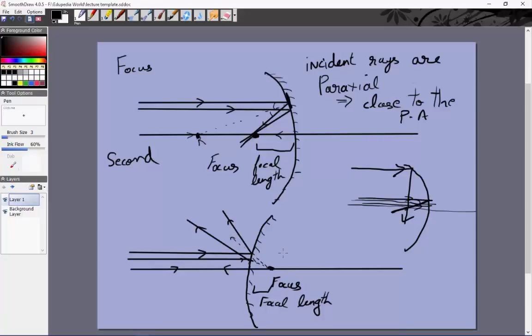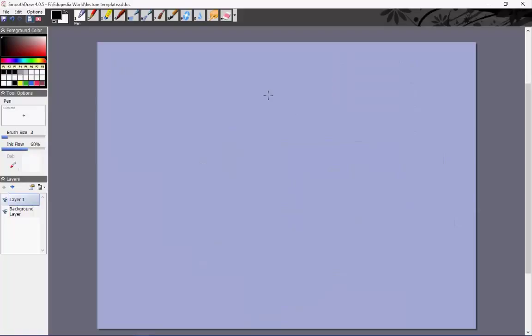Right. The other type of focus is a point where an object can actually be kept so that the final rays are parallel to the principal axis. So now I'll just show this for the concave one first to make this clear. This is a concave mirror. And the convex mirror will come easy enough to you after this.